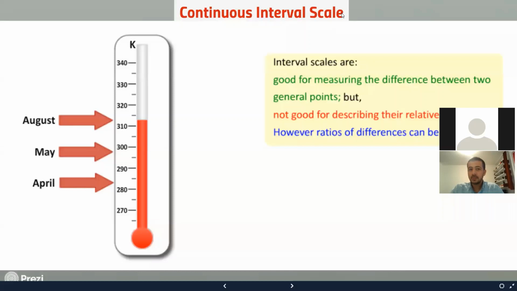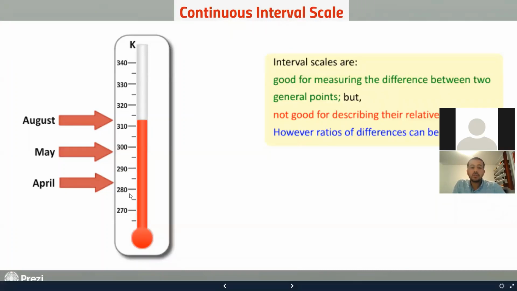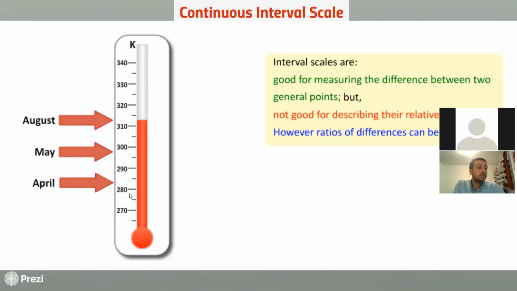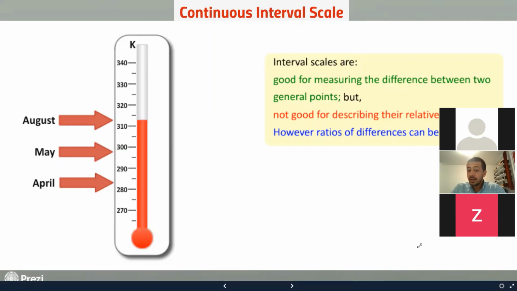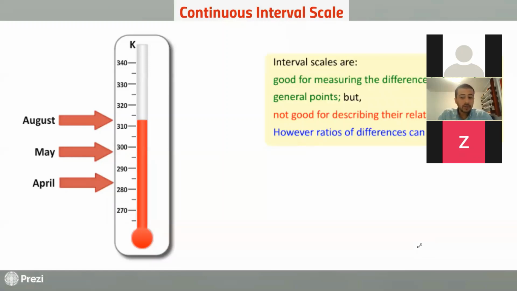What does that mean? If I say that August is hot and the temperature in August is 40 Celsius degrees, but April is really cold and the temperature there is 20 Celsius degrees, can I say that August is twice as hot as April? Please just answer me. Anybody can unmute. Actually, I can't say that August is twice as hot as April. Why? Because the 0 is not an accurate 0. It's not a real 0.